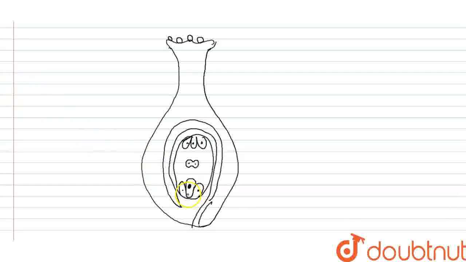The synergid has the filiform apparatus that directs the growth of the pollen tube's entrance. All right, now this is the hilum present. So I'm going to draw the pollen tube. These pollen grains will produce the pollen tube as soon as they get settled down on the stigma like this. The pollen tube will be produced like this, and it will extend up to, and it will enter from the hilum, that is the micropylar end.